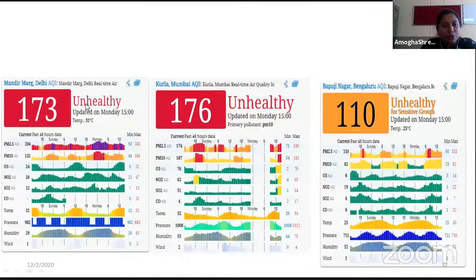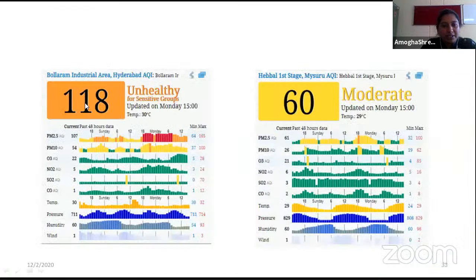So if you see the AQI levels in different cities, Delhi is showing a red color. It is 173. That means unhealthy to live there. And the AQI of Mumbai, again, is unhealthy. But when we see Bangalore, it is 120. It is unhealthy for sensitive groups. That is, it is moderate. Hyderabad, again, is unhealthy for sensitive groups. Whereas if you see Mysore, it is showing 60 AQI. That is, it is moderate. So there may be a little ill effect for sensitive people.